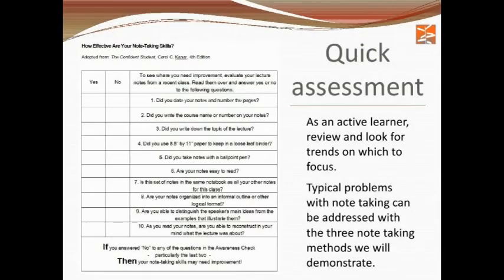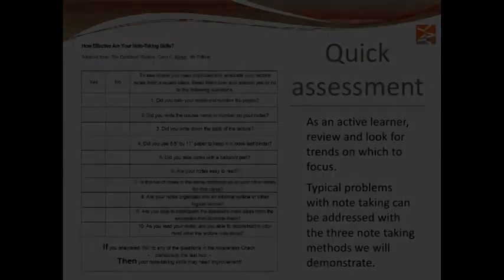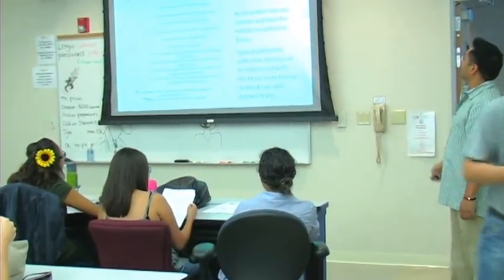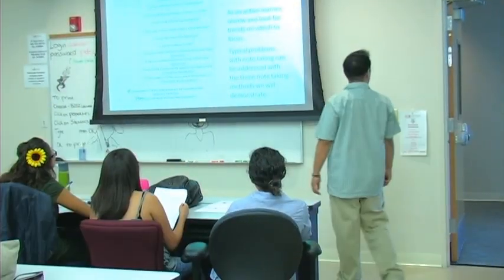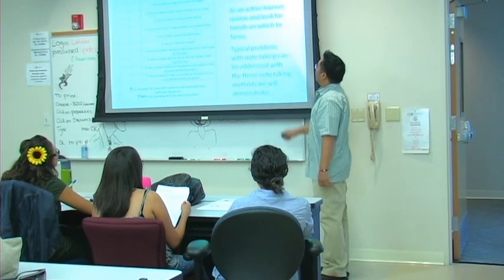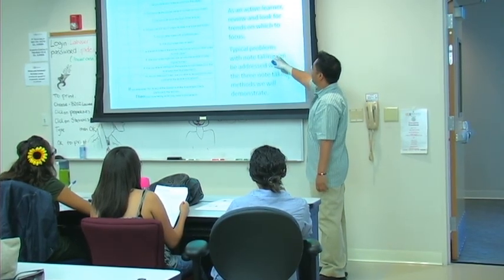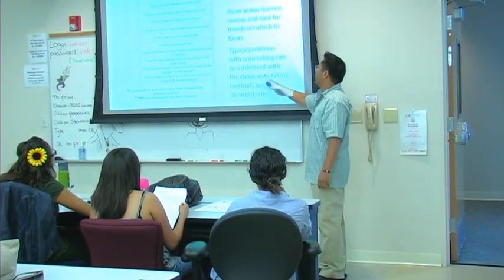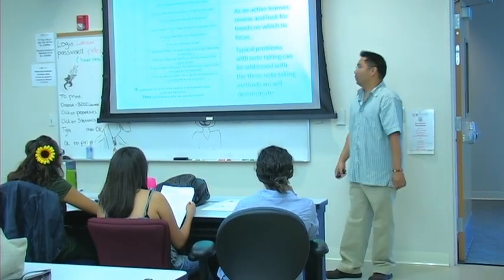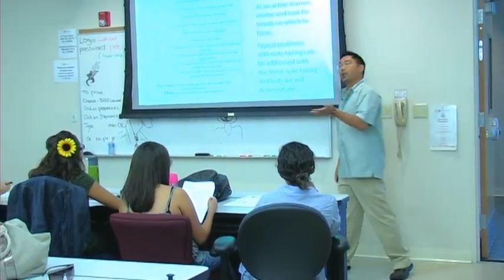So here, this is what we're going to do. This is where it turns into your opportunity to assess yourself in terms of note-taking. How effective are your note-taking skills? This is something taken from a book called The Confident Student. As an active learner, review and look at which trends to focus on. Typical problems with note-taking can be addressed with the 3 different methods that we're going to be talking about today.